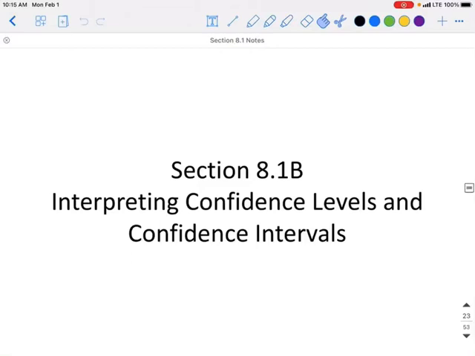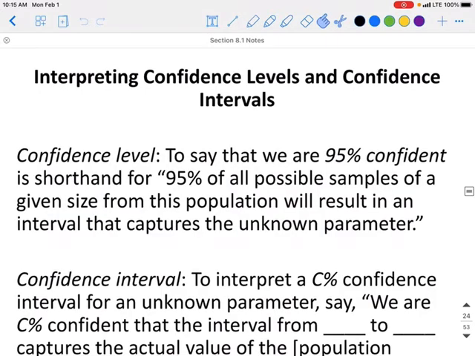This is section 8.1, part B, interpreting confidence levels and confidence intervals. Confidence level is when we say that 95% confident is shorthand for actually saying 95% of all samples of a given size from this population will result in an interval that captures the unknown parameter. So basically, when we say we're 95% confident, we're saying there's a 95% chance that if we take a sample of the same size, we will capture the true unknown parameter for that population.